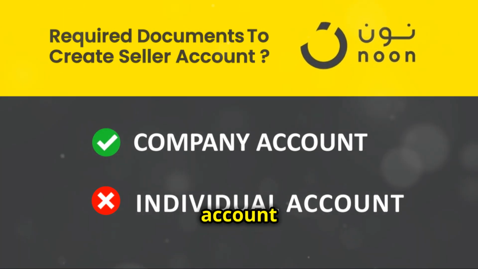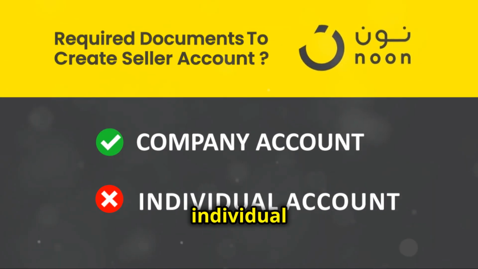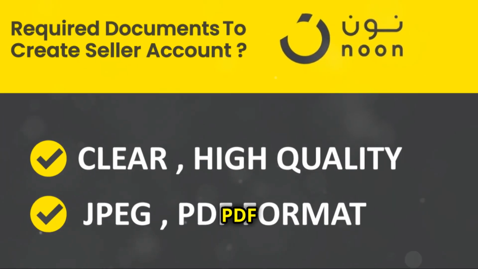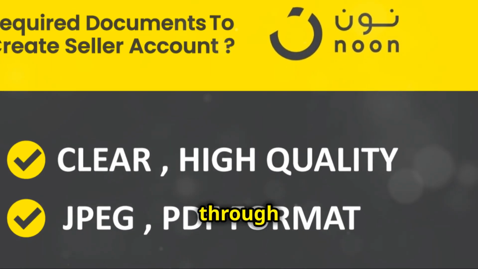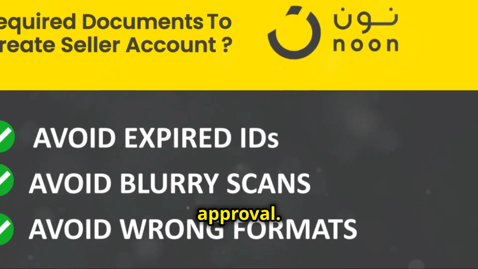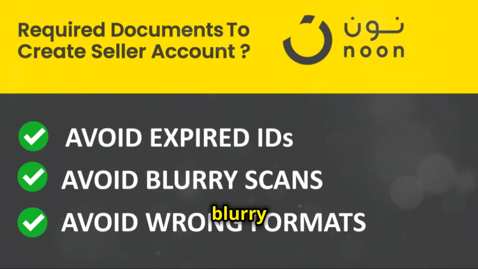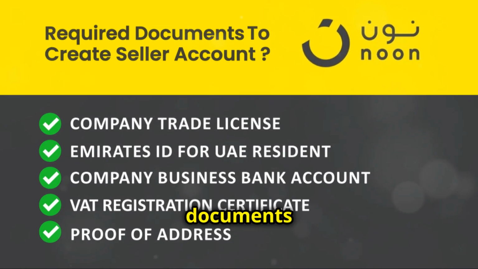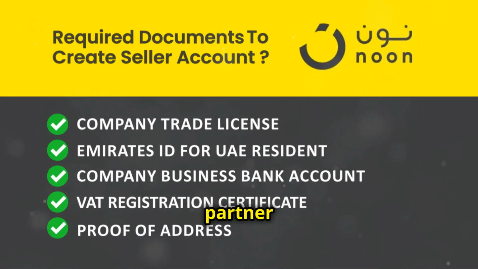Your business bank account should be in your company's name and not your individual account. Make sure your documents are clear and in JPEG or PDF format. Upload them through the seller dashboard and wait for approval. Avoid expired IDs, blurry scans, and wrong file formats to speed up the process. Get your documents ready and start your Noon selling partner journey.